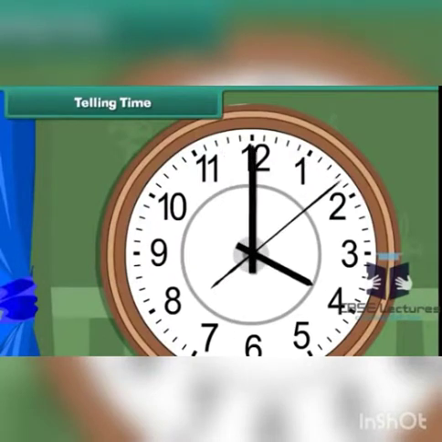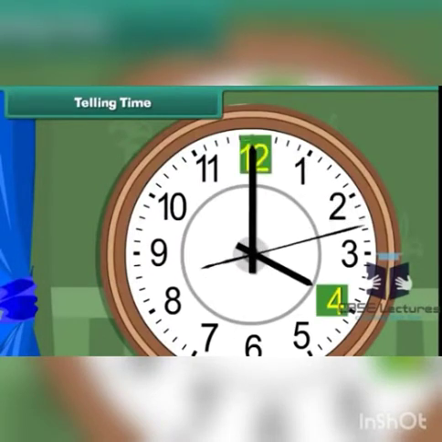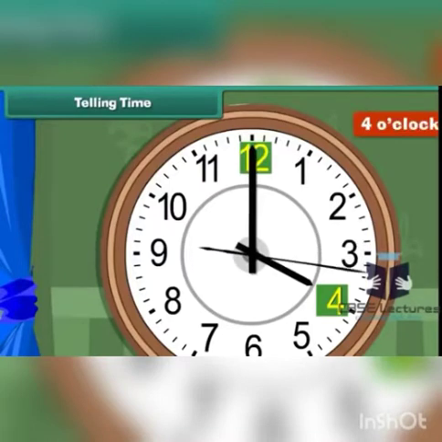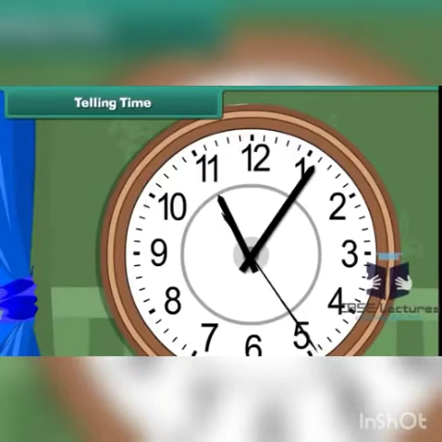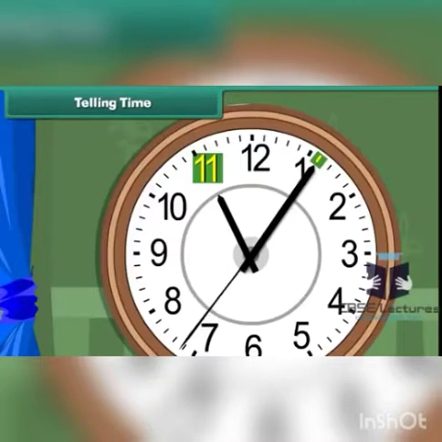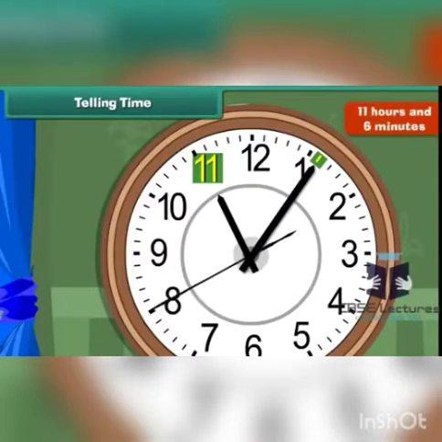Look at this clock. Here, the hour hand is at 4 and the minute hand is at 12, so it is 4 o'clock. Look at this clock. Here, the hour hand is at 4 and the minute hand is at 12. Look at this clock. Here, the hour hand is at 11 and the minute hand is at 1 after. So, the time is 11:06.